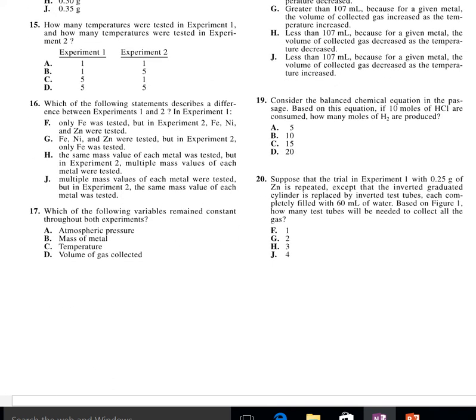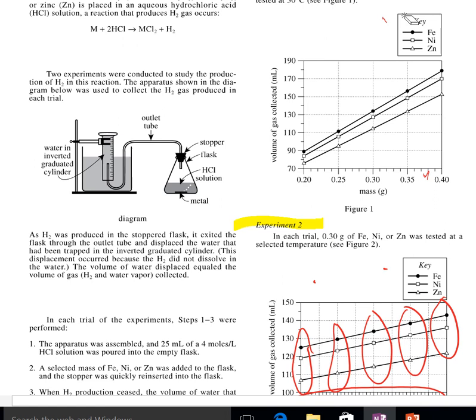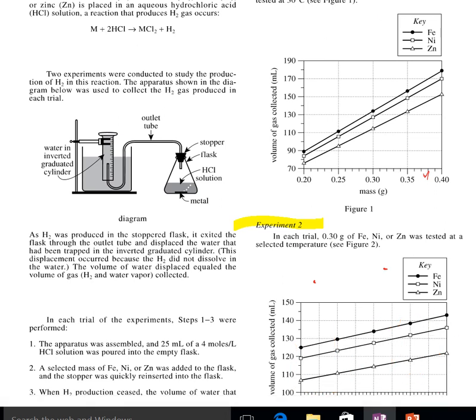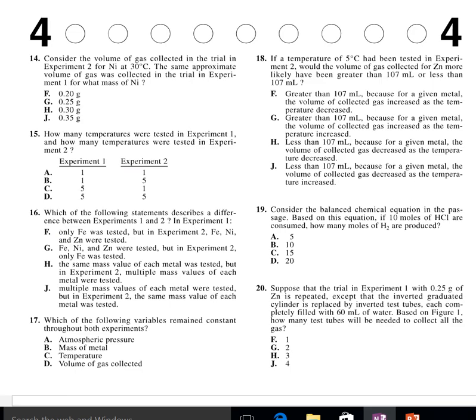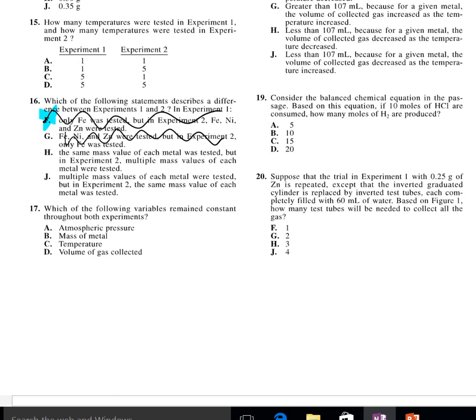Number 16. Which of the following statements describes the difference between experiment 1 and 2? In experiment 1, only Fe was tested, but in experiment 2, Fe, nickel, and zinc were tested. Well, we know by looking at this chart that the same elements were tested each time. So we know that that cannot be the correct answer, so we can get rid of that one. And then in letter G, let's look at that one. Iron, nickel, and zinc were tested, but in experiment 2, only Fe was tested. Well, we know that's not true because we know that they tested the same ones every time.